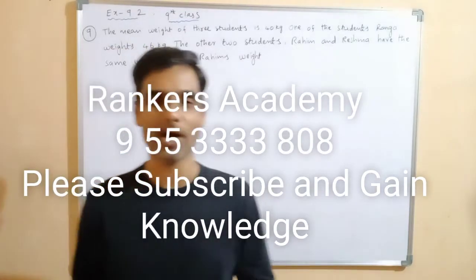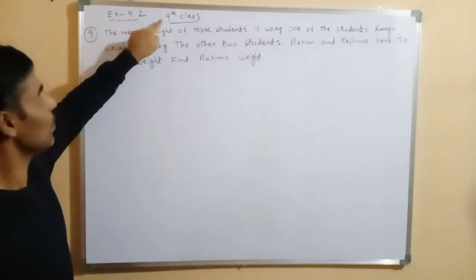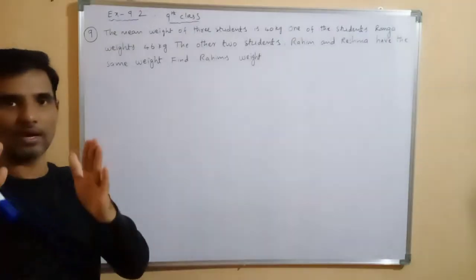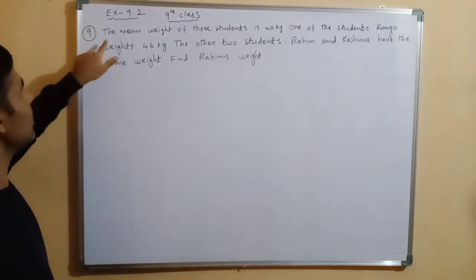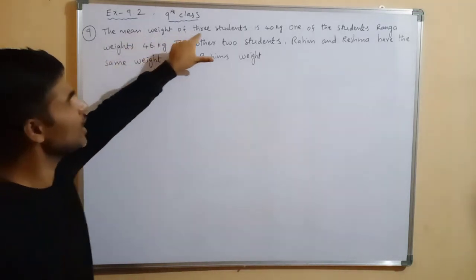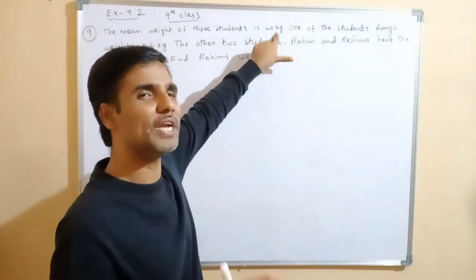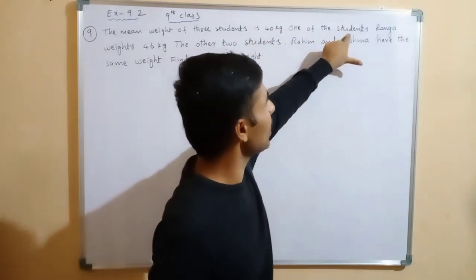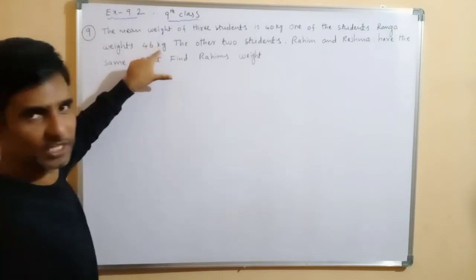Okay, now we are discussing exercise 9.2, 9th problem. First read the problem carefully, and you will get it very easily. The mean weight of 3 students is 40 kgs. One of the students, Ranga, weighs 46 kg. Ranga's weight equals 46 kg, given.